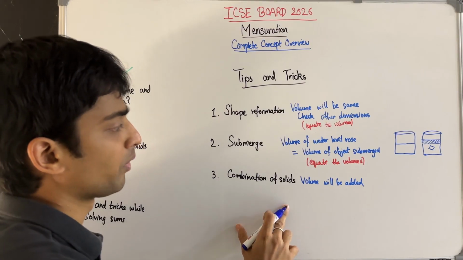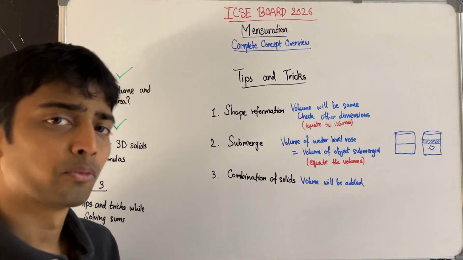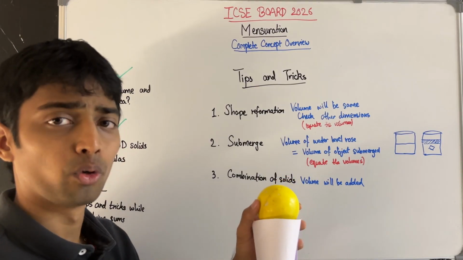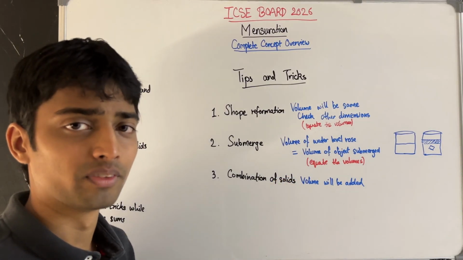Next we have combination of solids. If they have given, let's say, a cone and a sphere, they are both combined. So the volume will be simply the addition of both of the objects separately.